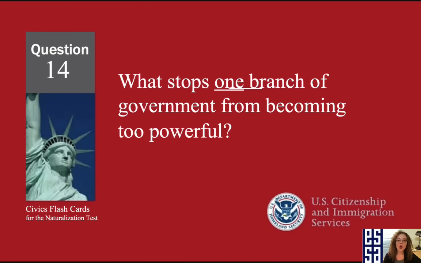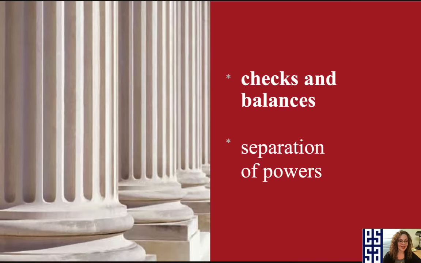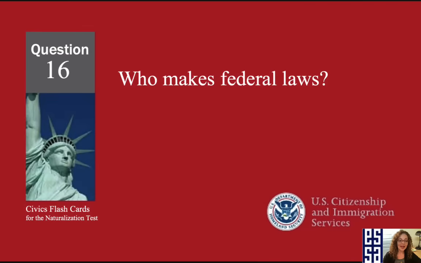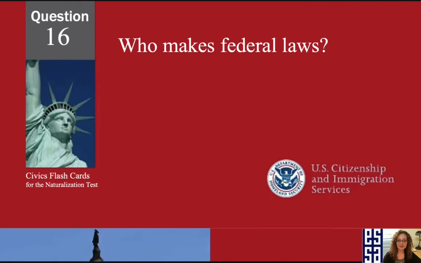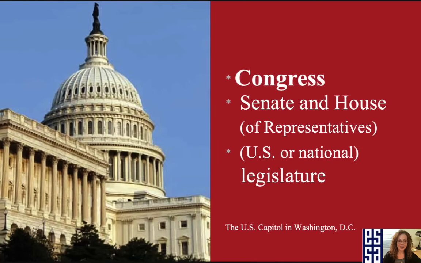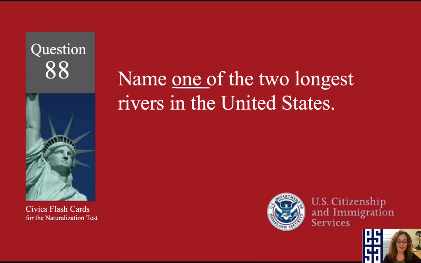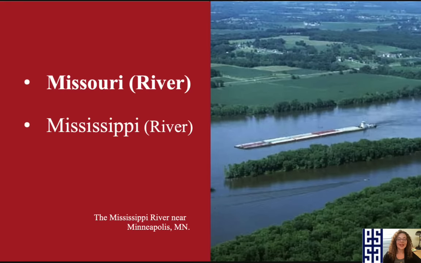What stops one branch of government from becoming too powerful? Checks and balances. Who makes federal laws? Congress. Name one of the two longest rivers in the United States. The Missouri River.